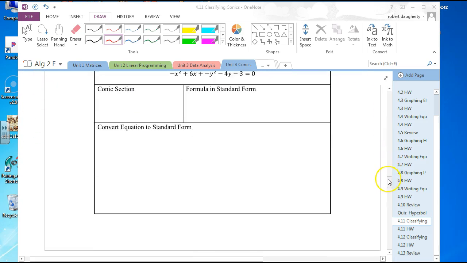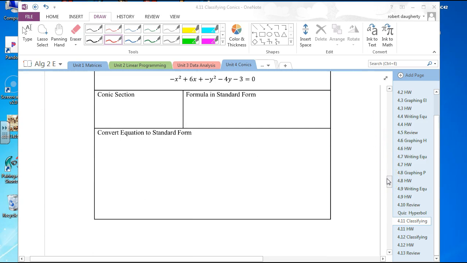Okay. For this one, Mr. Darty, if I get this conversation right, I get this single bonus point. Ready? It's a circle. If you're right. So let's work on this.